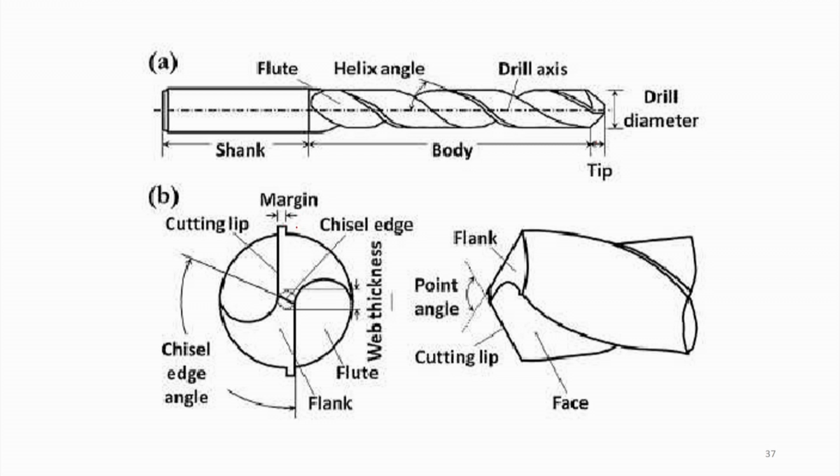This is called the margin, this is the cutting lip going up to here, and this is the chisel. This is the chisel edge angle from here to here, and this is the flank, and here basically is the web thickness in this portion. And this is called the flute. So, this is the complete nomenclature of a drill, as has been shown.